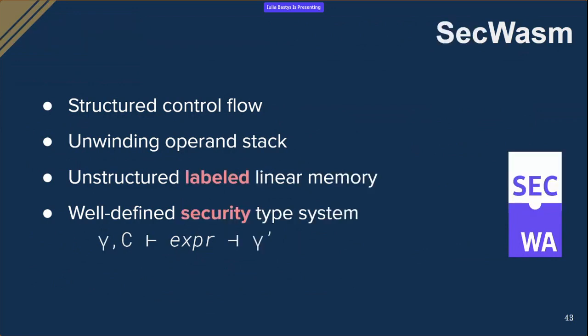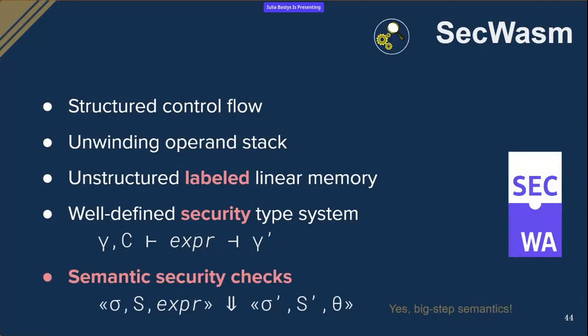Now, in SecWasm, we are going to have an unstructured labeled linear memory, and we are going to have a security type system. Note that also the typing judgment has changed from the one that Wasm is using. And in addition to this, we are going to have semantic security checks. This means that our enforcement of non-interference is hybrid. So we're going to have both static security checks through the type system and also dynamic ones through the semantics.